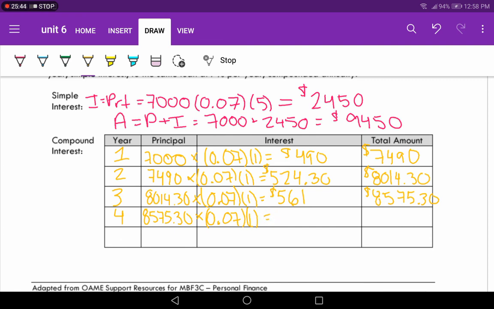So after your 4th year, you have $600 in interest just in that 1 year, compared to the original $490 that we started with. Okay, which means we now have a total of $9,175.57. Remember, our new total becomes our principal in our next year.